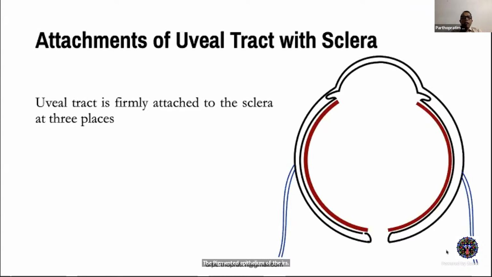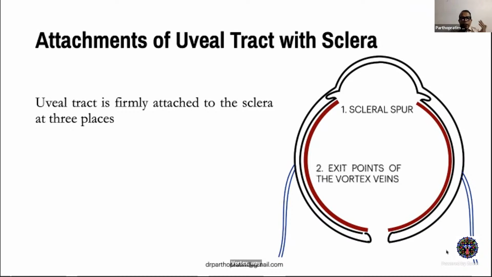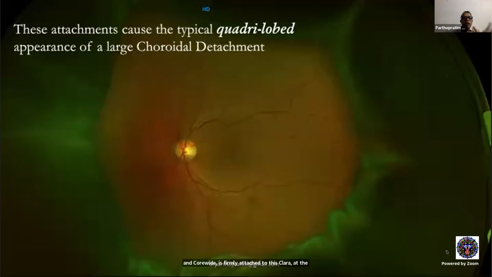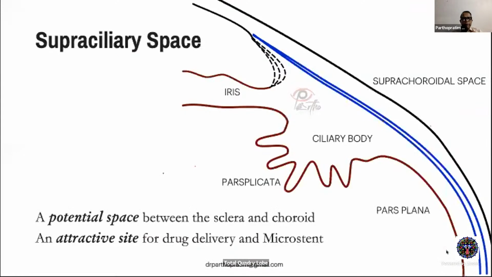So now coming to the attachment of the uveal tract with the sclera, the uveal tract is firmly attached to the sclera at 3 places. These are the scleral spur, the exit points of the vortex veins, and the optic nerve. And the choroid is firmly attached to the sclera at the ampulla of the 4 vortex veins, and this is reflected in choroidal detachment, which gives the typical quadri-lobed appearance due to this kind of attachment.